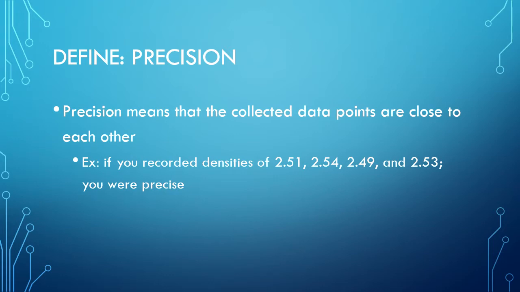So for example, if you did a density lab similar to the one described on the previous slide, and you collected data points of 2.51, 2.54, 2.49, and 2.53, you would be precise because the difference between the largest and the smallest here is 0.05. That's very small compared to the size of the values that are here. So since the difference between all these data points is very small in comparison to their own size, you would be considered precise.